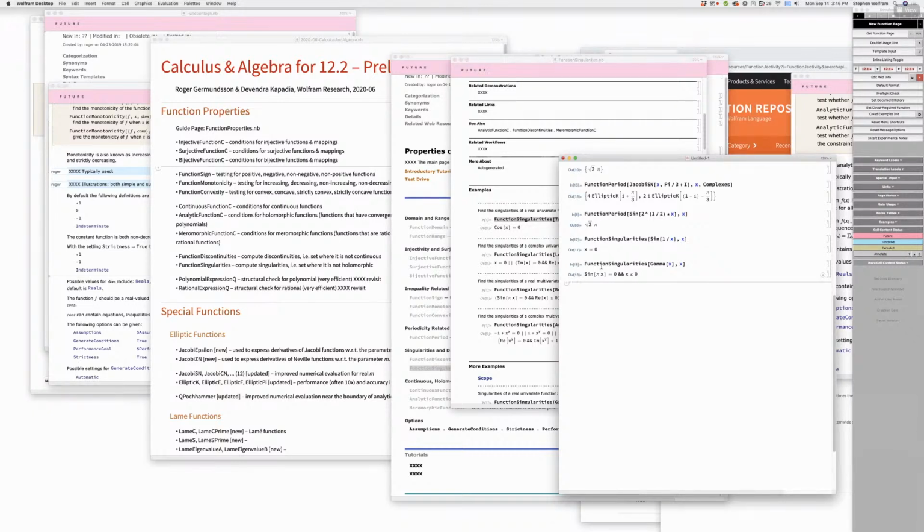So this function is super fast. You know, in a fairly complex expression, it will actually return in microseconds, not milliseconds, microseconds. Which function? This one, function singularities. It's amazing.